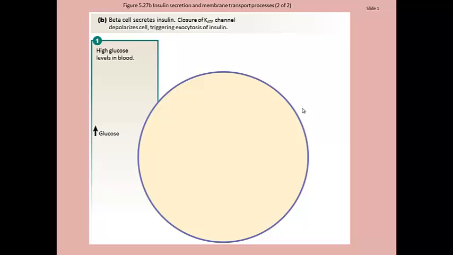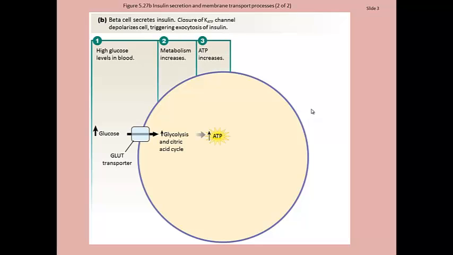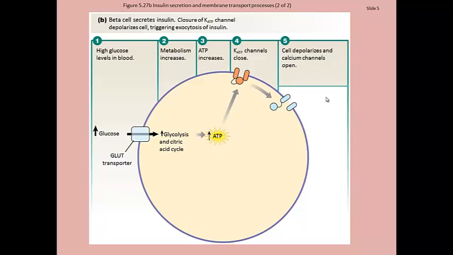In the opposite circumstance, high levels of glucose in the blood, so if you've just eaten, glucose rises. We have an increase in glucose transported in the cell, increasing glycolysis, the citric acid cycle, overall increase in metabolism, and as a result, an increase in ATP. With that high level of ATP, it's going to close these potassium channels. So these potassium gated channels respond to ATP. They're a chemically gated channel. And because those potassium channels close, potassium is not allowed to flow out of the cell.